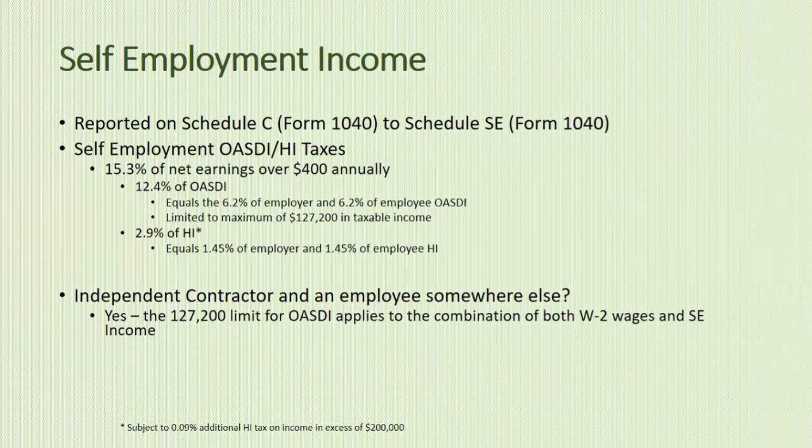The $127,200 limit for OASDI actually applies to the combination of both W-2 wages and self-employment income. So there may become a situation where, between the amounts that were earned with W-2, they may not actually be paying OASDI because they may have met that limit already.